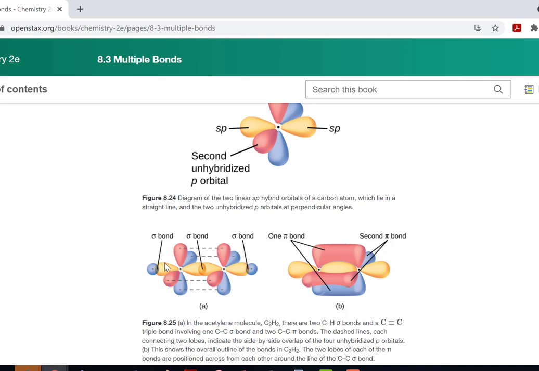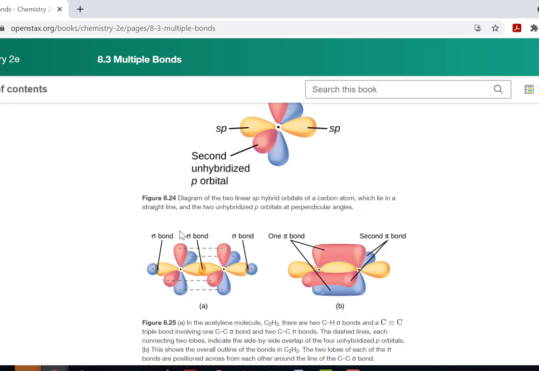So this is an orbital overlapping here, so this is a sigma bond. This is a different orbital overlapping a different orbital to form a sigma bond. So we have two sps on this carbon, and then we have two on this one to form those sigma bonds. So we have three sigma bonds that occur here. And then we have the pi bonds.